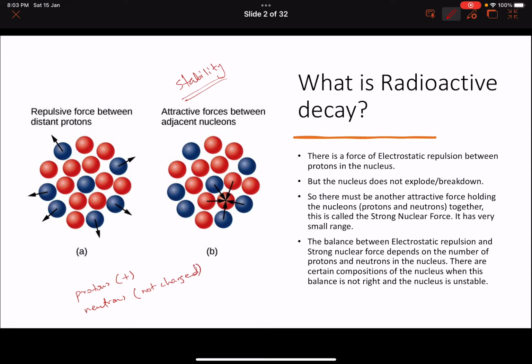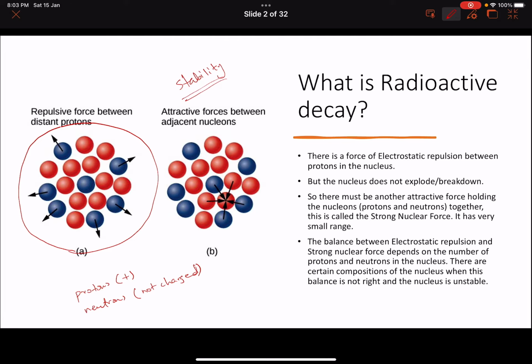Now we know that protons, since they have positive charge, must have electrostatic repulsion between them. So protons will repel each other. This is the picture that we have. Now, if there was only repulsion in the nucleus of an atom, the nucleus should definitely explode, but it does not. And the nucleus is quite stable.